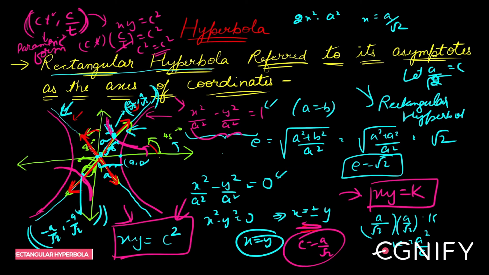Now there are lots more things that you can find about this hyperbola. If I ask you to find the equation of the tangent, you will differentiate this curve, find dy by dx, and then substitute x1, y1 and get the equation of the tangent. You can get the equation of the normal. You can also get the equation of the chord whose midpoint is given to you.